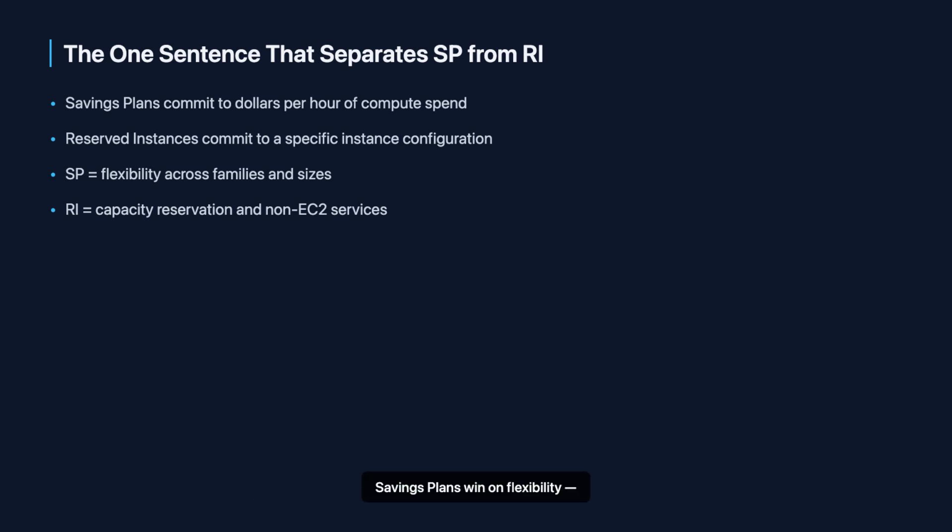Savings plans win on flexibility. You can shift across families and sizes and the discount follows. Reserved instances win when you need a guaranteed capacity reservation, or when you're buying for RDS, Redshift, or Elasticache. Same discount range, very different commitments.